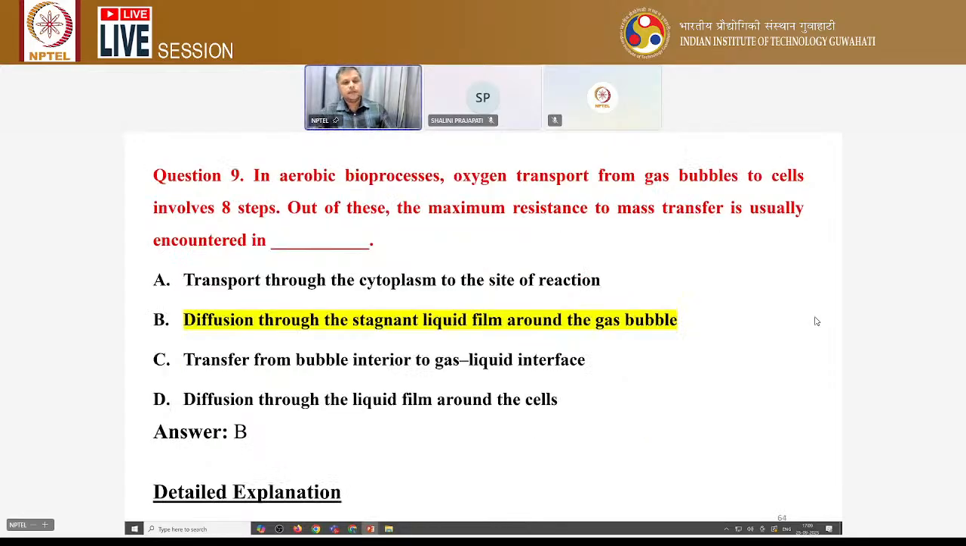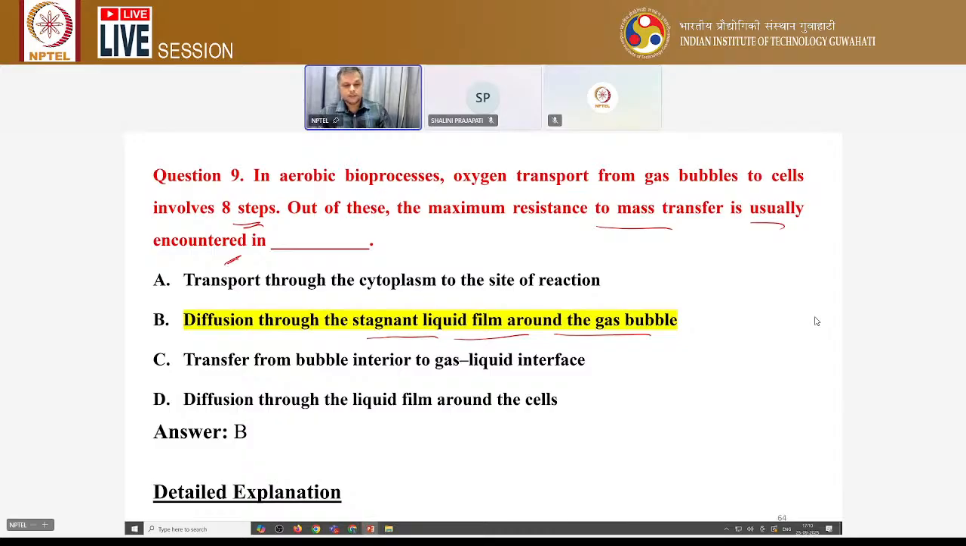Next question is, in an aerobic bioprocess, oxygen transport from the gas bubble to the cell has multiple steps, about 7 or 8 steps. Out of these, the maximum resistance to mass transfer is usually encountered in the film. The film is the stagnant liquid film around the gas bubble. Typically, if you remember, this is the third step.